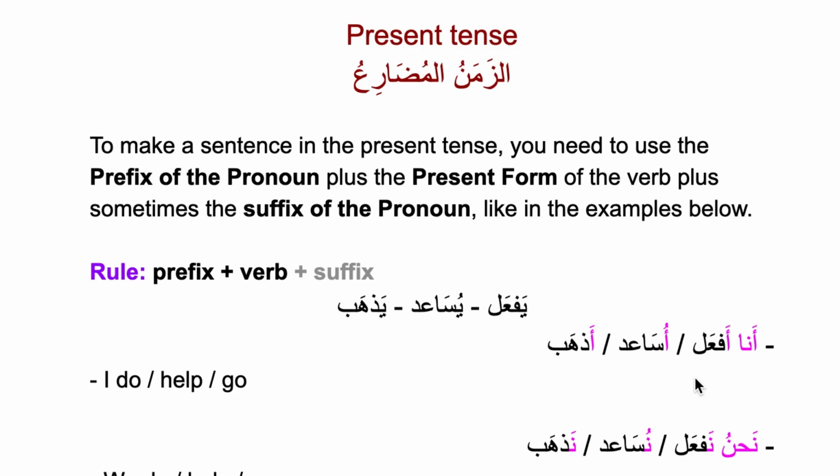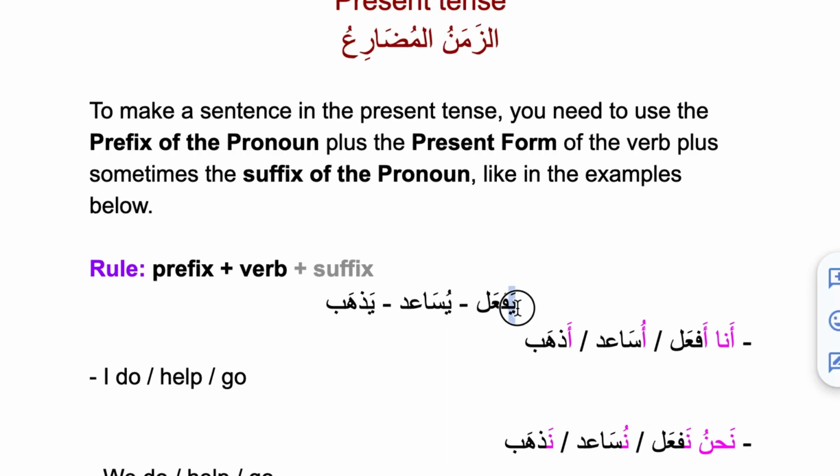Now let's see what we did here. We did three things. First, we removed the first letter of the verb and added the prefix of ana to the verb. And we kept the harakat that was on the first letter of the verb. And in this case, fatha. And it becomes af'al. Now the second example, usa'id. And the same here, the first letter or the prefix of ana has a dhamma on it because the dhamma was already on the ya of yusa'id. The third example, adhab, and it means I go. And usa'id means I help.